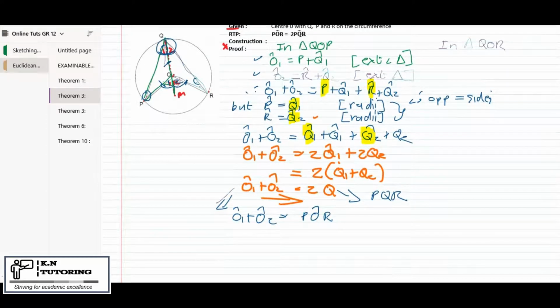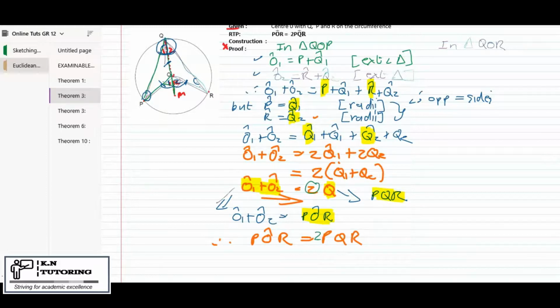Therefore, if I go back and substitute, where I see O1 plus O2, I can write POR. On the left hand side, where I see O1 plus O2, I can write POR, which is equal to that. Similarly, where I see angle Q, I can substitute PQR. Now let's go back and see. I left something very important. There was a 2 there, so I need to put in my 2 there.